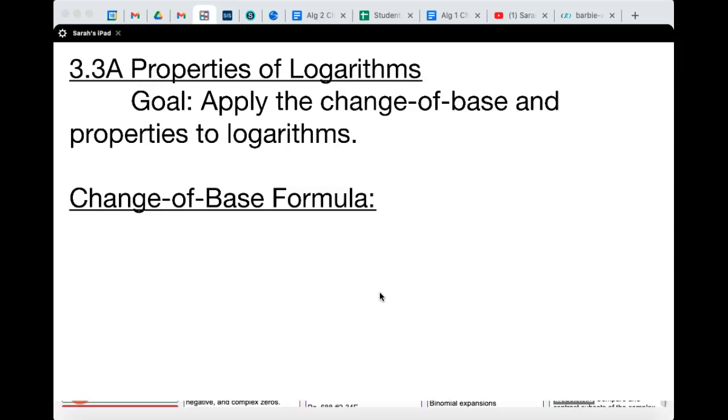Yeah, we did 2B yesterday, 2A on Monday, when you were gone. It was very fun. We were graphing logarithms.